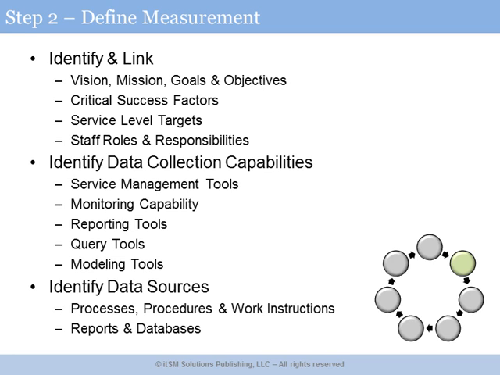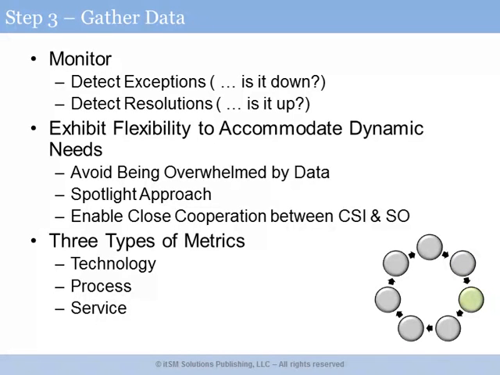So if step one is understanding the broad context of what the service or process is about, step two is really about understanding what it is I both can and want to measure that's going to give me meaningful information to drive an improvement. At step three, what we're going to be doing is actually gathering specific data from our environment about the particular service or process we're trying to improve.